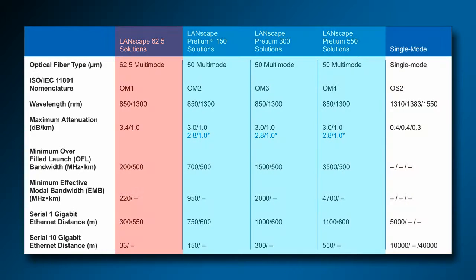fiber cost. But multi-mode fiber has the advantage of low termination and electronic costs that may lead to lower system costs.